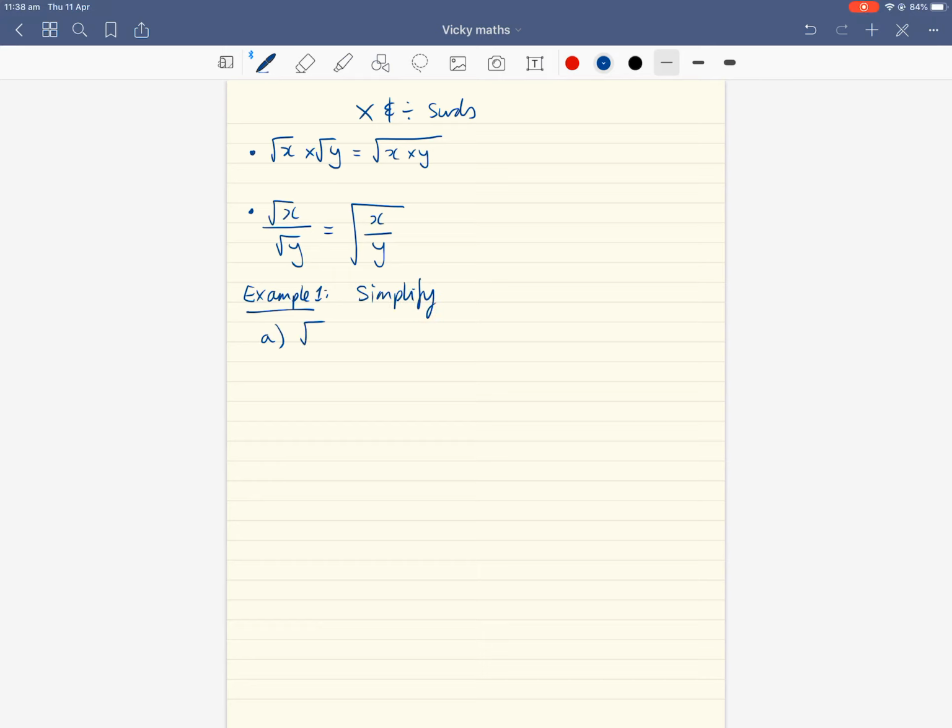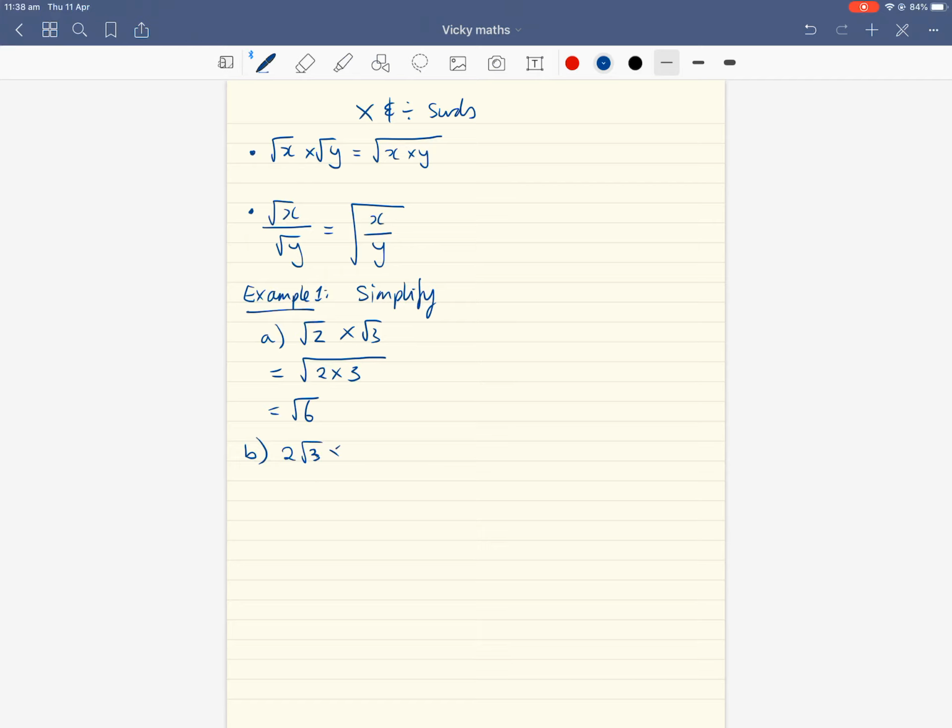So let's simplify root 2 times root 3. Using pattern 1, multiplying surds is the same as the square root of multiplying the two numbers inside the square root, so 2 and 3 namely. So 2 times 3 is root 6. Always check, can you simplify your answer as a surd? Can we simplify root 6? No, let's leave it alone. Let's do another one, B.